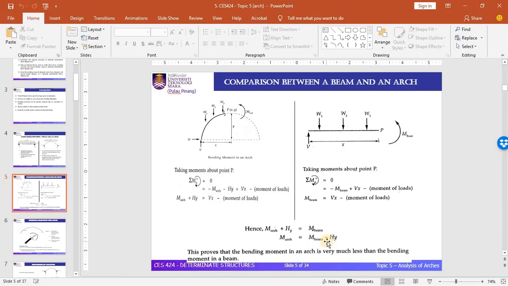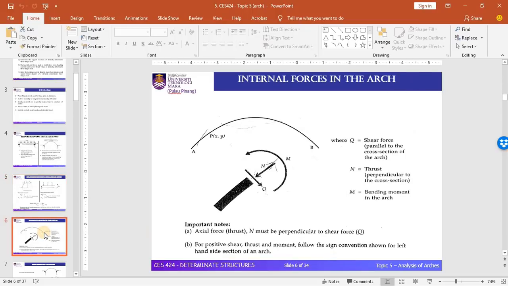Which is lesser than the value of M beam, which is equal to 10 kilonewton meter. So based on this equation and this slide, you can see the comparison between a beam and an arch: in the arch we have a lesser bending moment value than the beam. Okay, so let's continue the lecture with the internal forces in the arch.